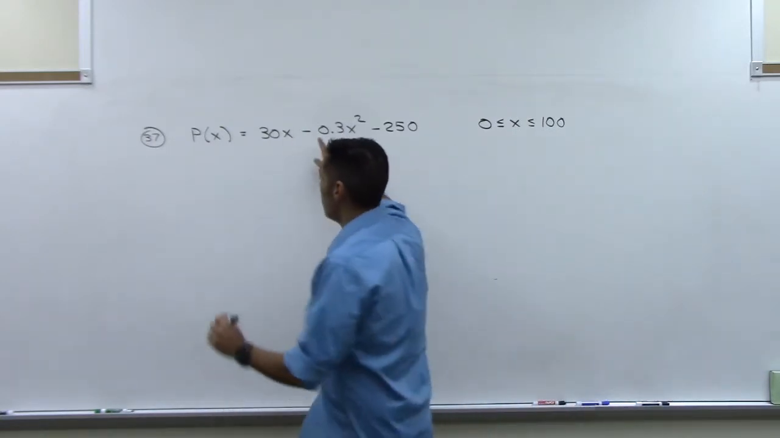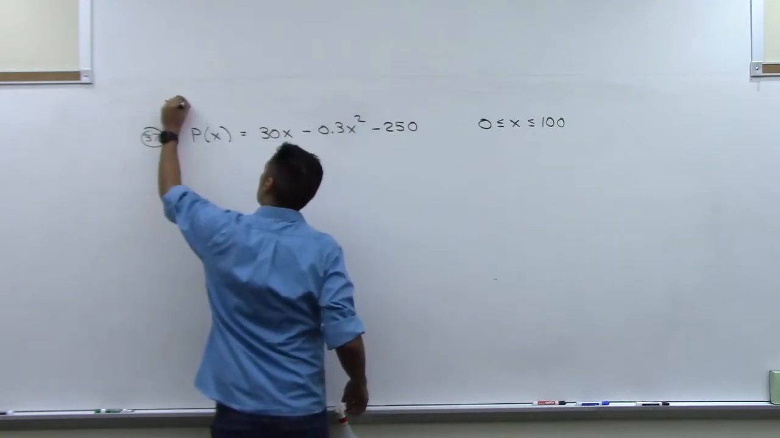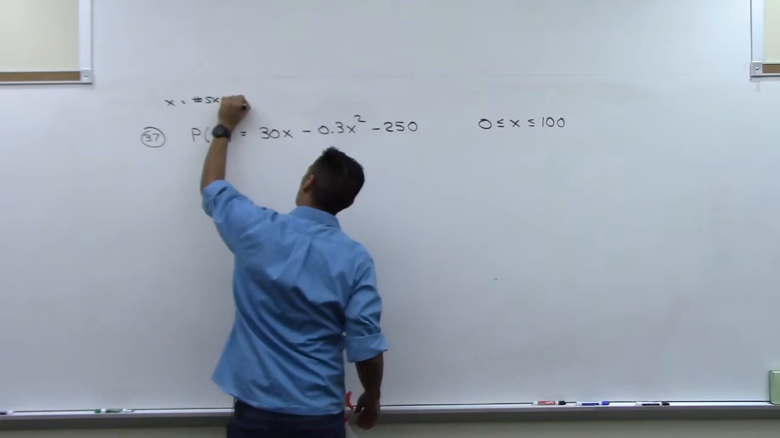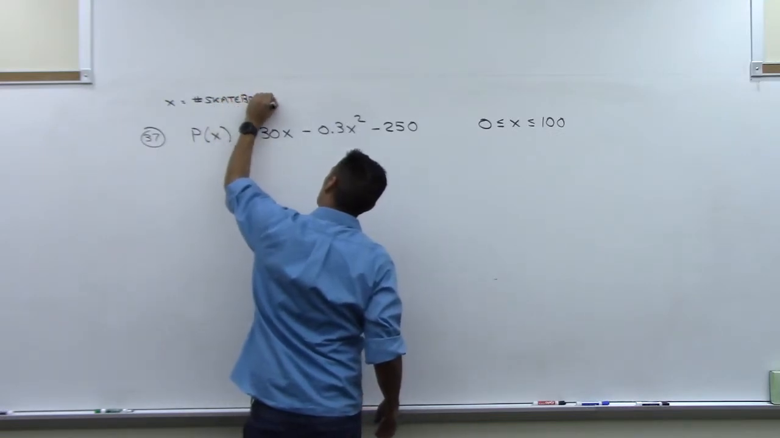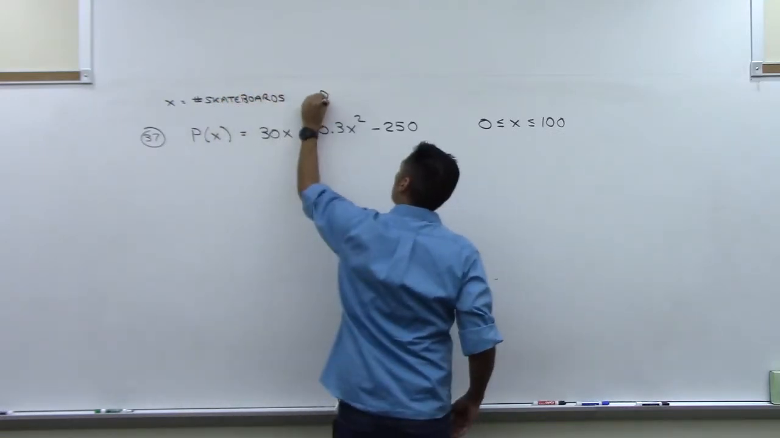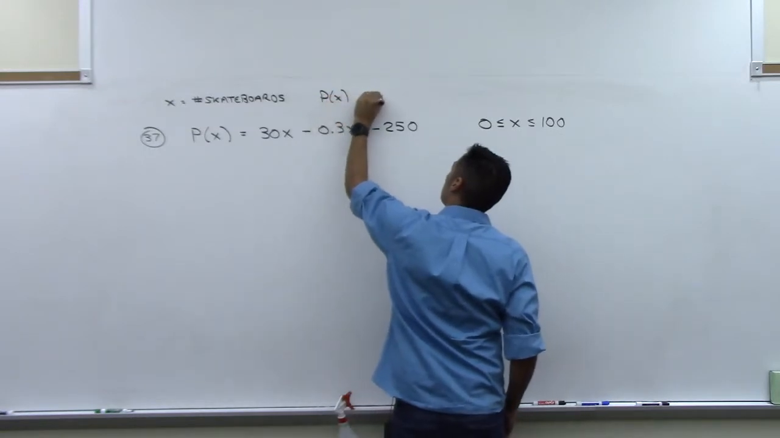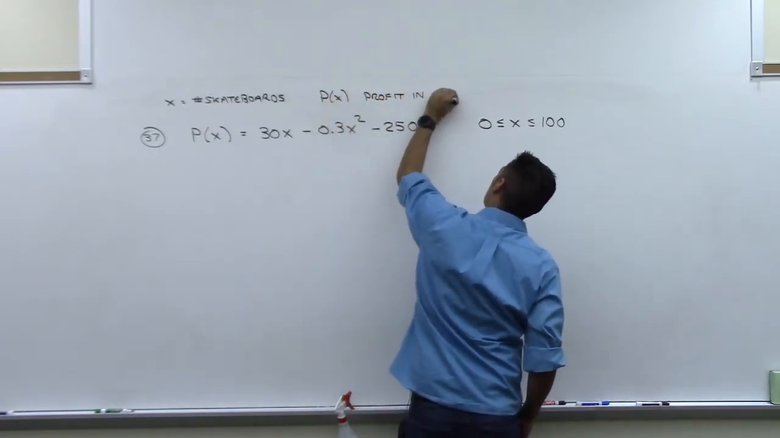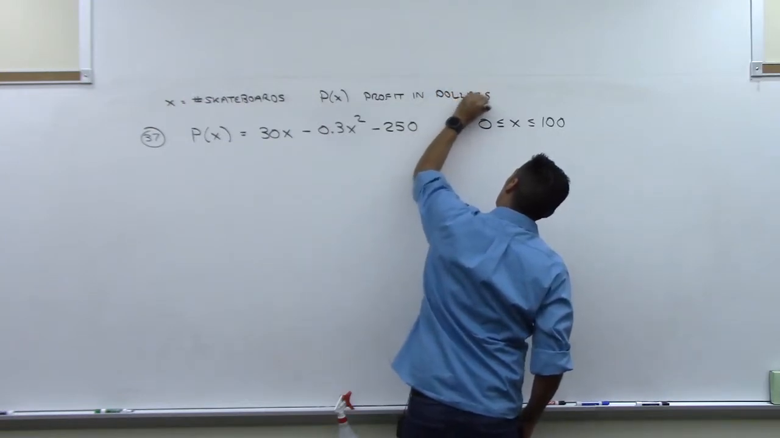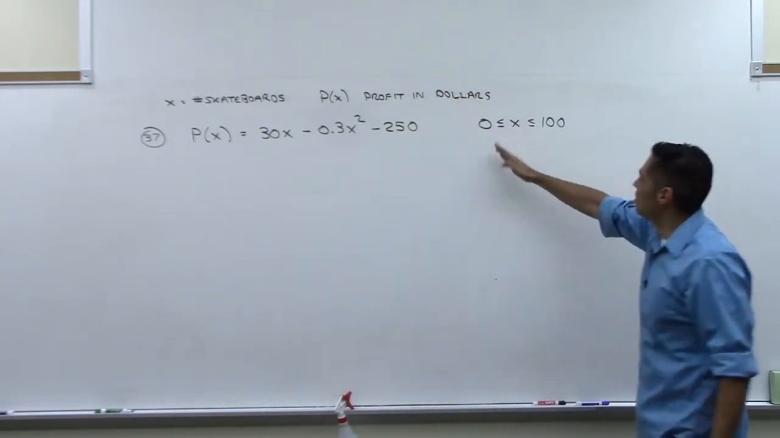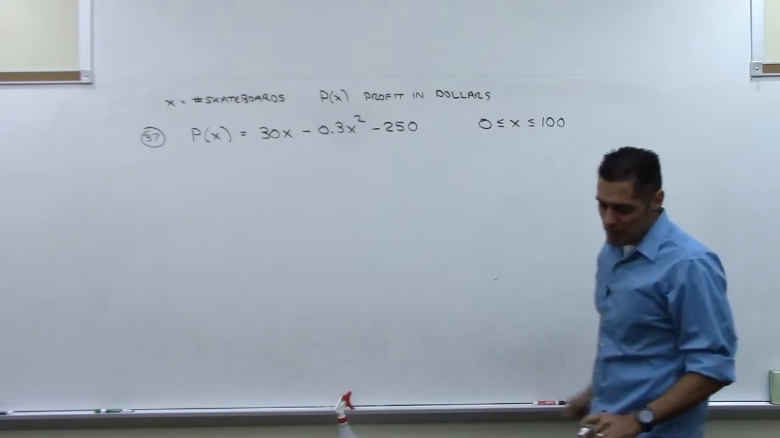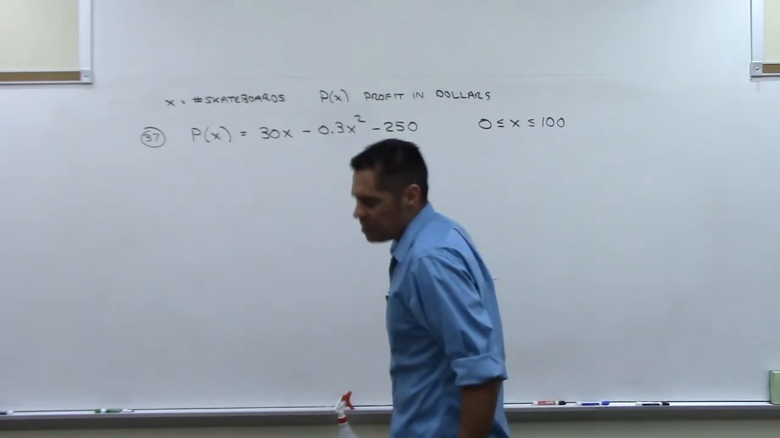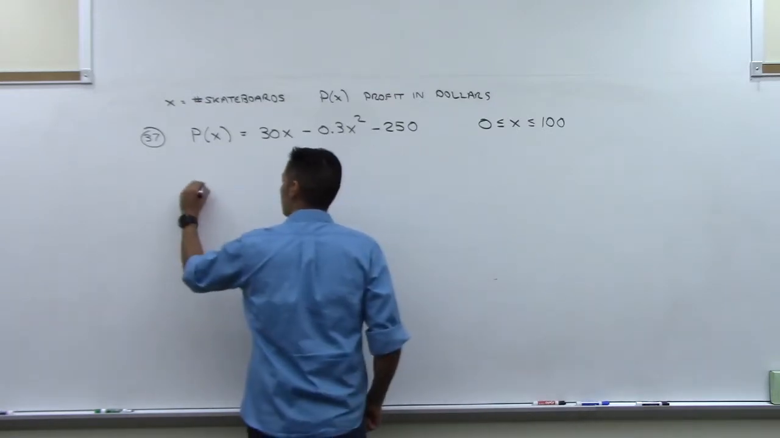So x is the number of skateboards. And P of x is profit in dollars. And for some reason, we can only sell between 0 and 100 skateboards, all right? So for part A, find the exact profit of sale of the 26th skateboard.